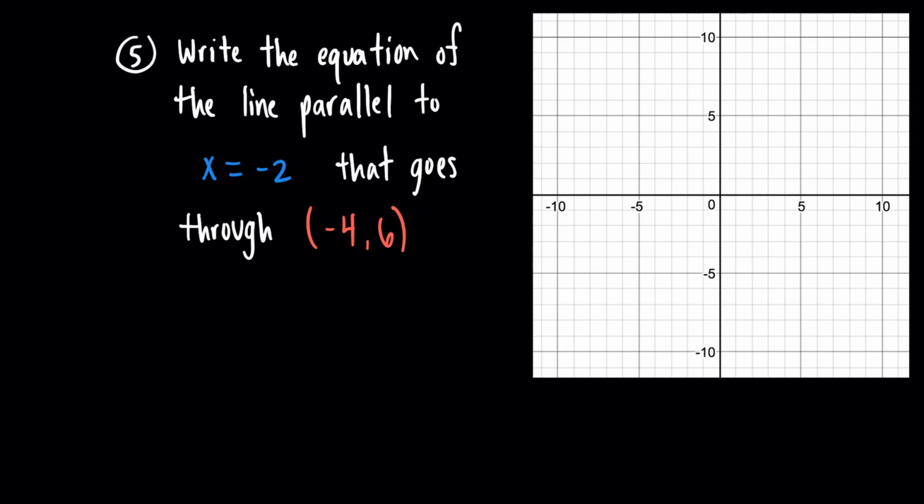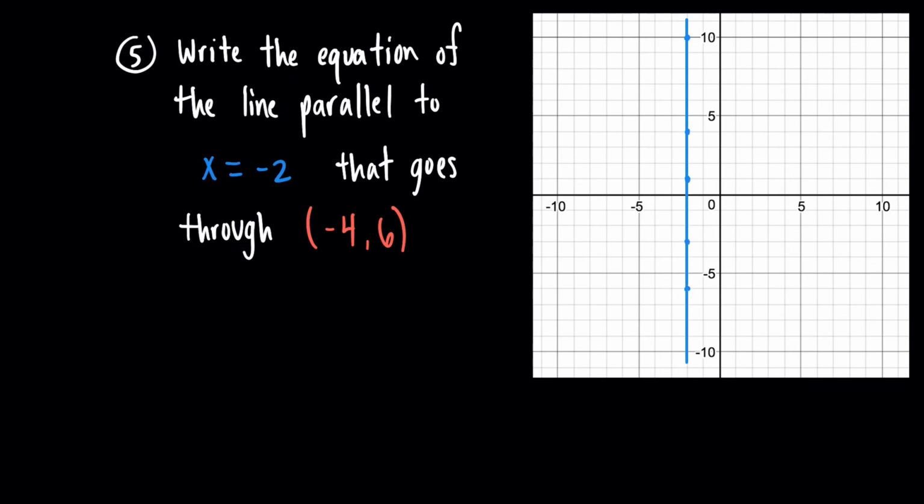How about negative 2, 1? So that's x is negative 2 there. Where else is x negative 2? How about negative 2, 4? Negative 2, negative 3, negative 2, negative 6, negative 2, 10. As you start to plot these points, you start to see, oh, right, this is a vertical line. So let's go ahead and draw the line. So here's our vertical line.